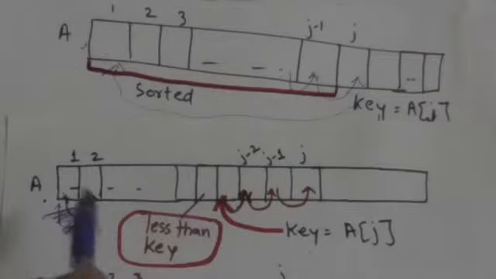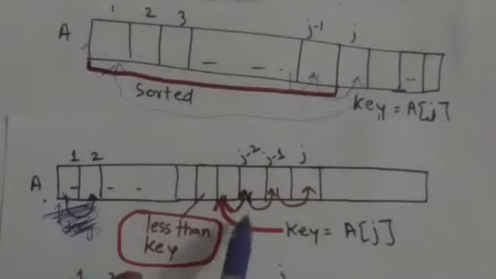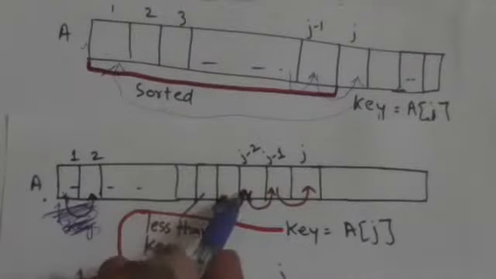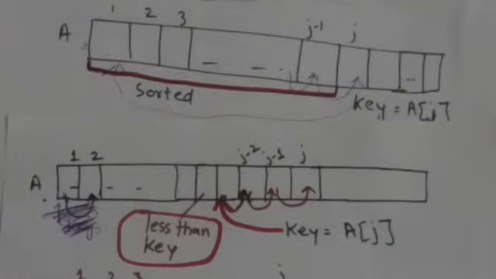Now, if we have got an element whose value is smaller than key, then we will store key at the position right to this element. That is, we will store key at an index 1 more than the index of this element. Now we see how this is implemented in the algorithm.